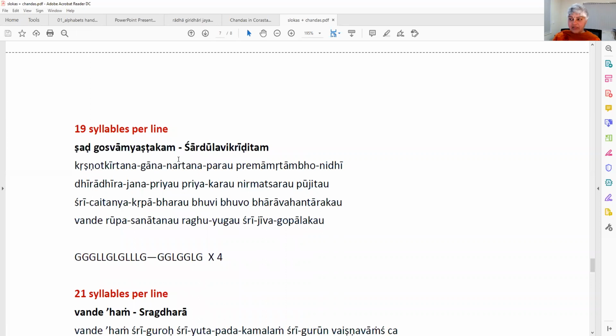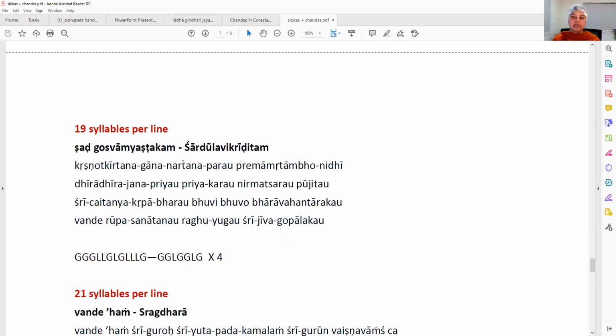Now we come to Shardula Vikriditam. Shardula means a tiger. Vikriditam, playing. So the playing, the antics of a tiger. There are a few tunes that can be used for this. For the Shad Goswami Ashtakam, Prabhupada uses this tune.